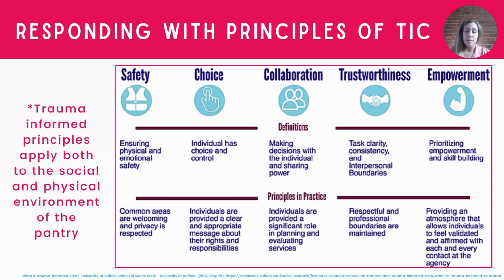Then for choice, the bottom line is individuals are provided a clear and appropriate message about their rights and responsibilities. For collaboration, individuals are provided a significant role in planning and evaluating services. For trustworthiness, respectful and professional boundaries are maintained. And finally, for empowerment, providing an atmosphere that allows individuals to feel validated and affirmed with each and every contact at the agency or at the food pantry.